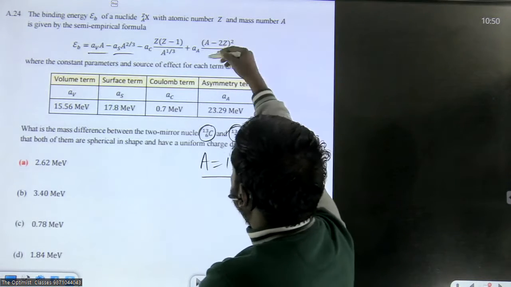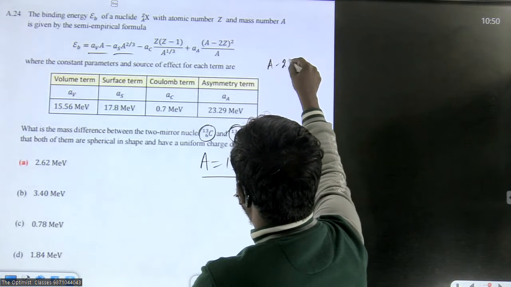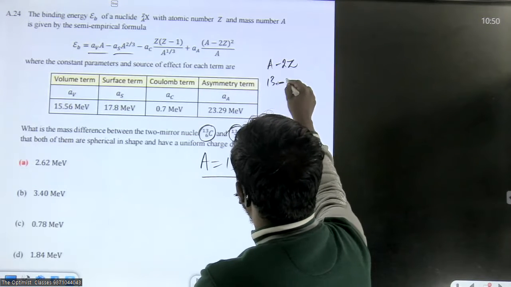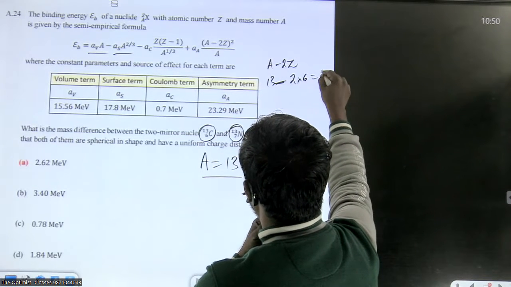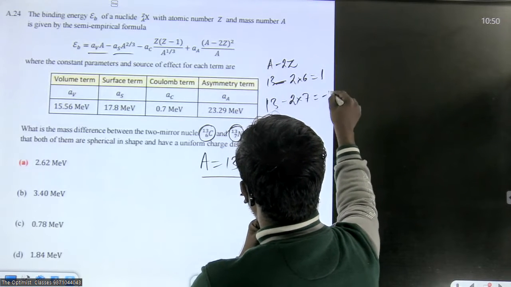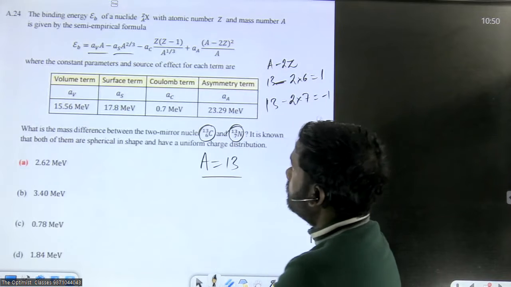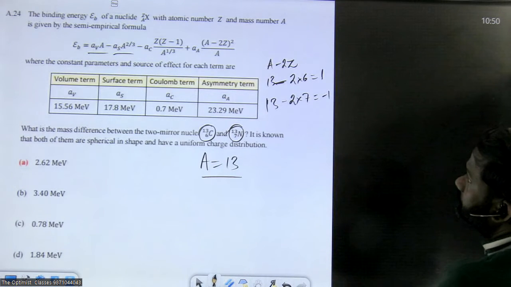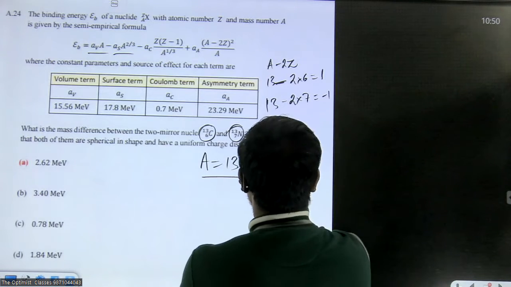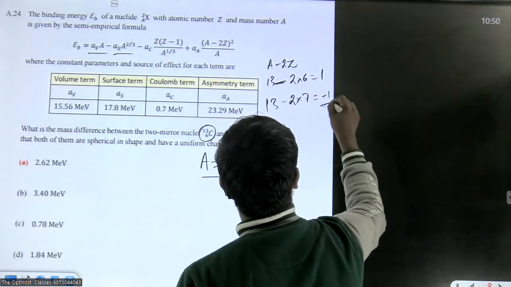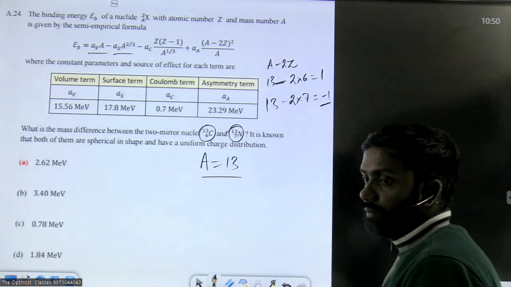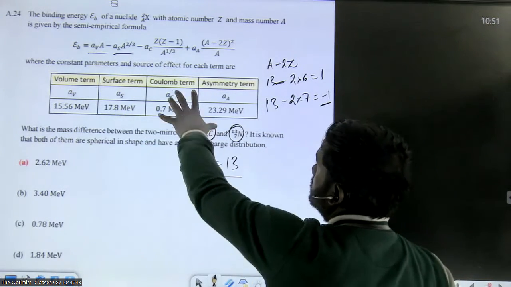Okay, this term, A minus 2Z: A is 13 and Z is 6, so 13 minus 12 comes out to be 1. And for A is 13 and Z is 7, this comes out to be minus 1. But since it is a square, here we will get plus 1. So again, this term will also cancel out, and only this term will survive.